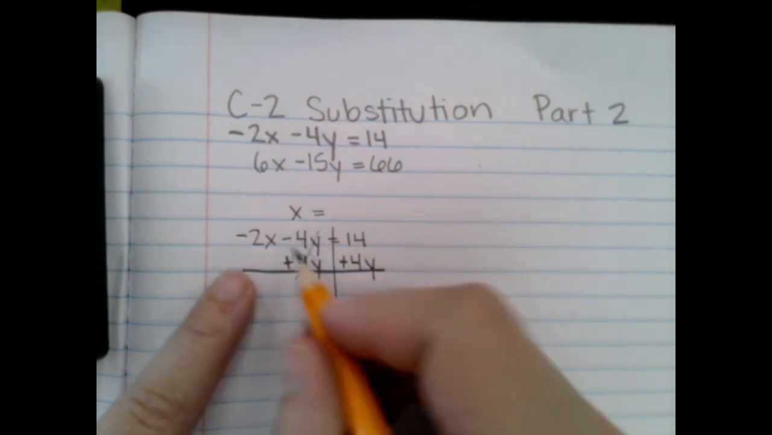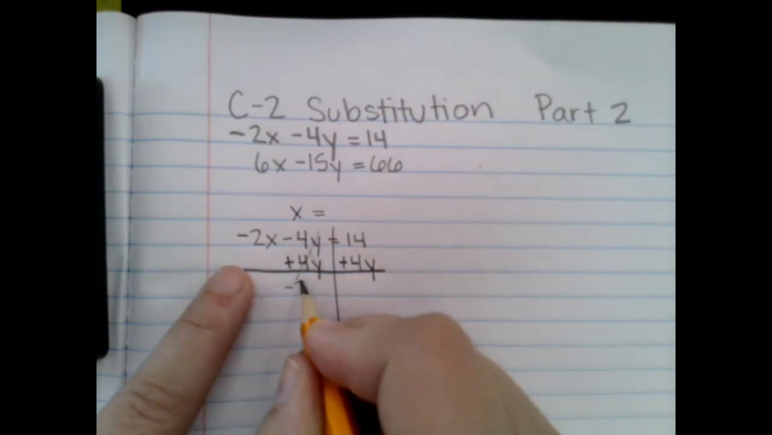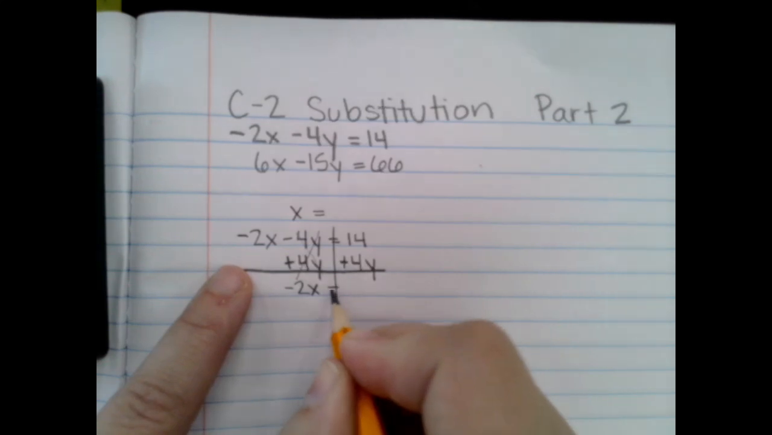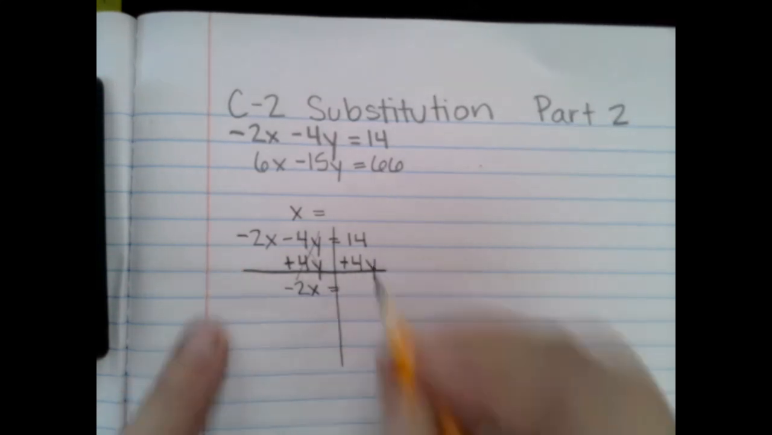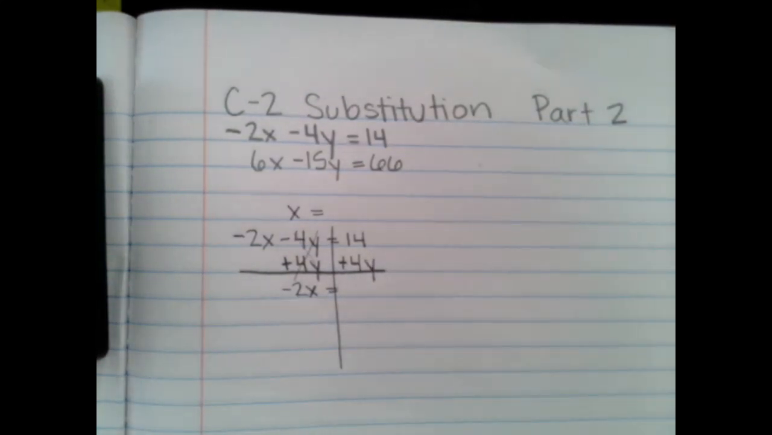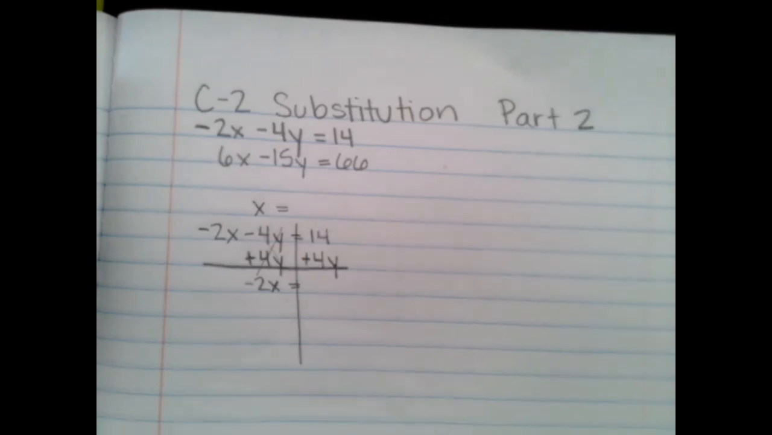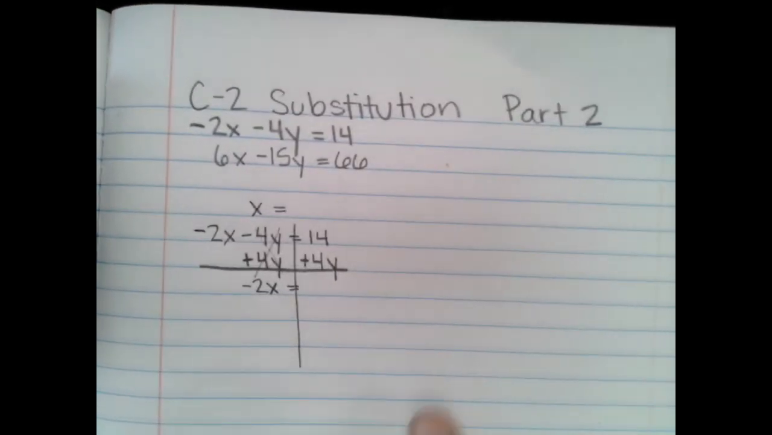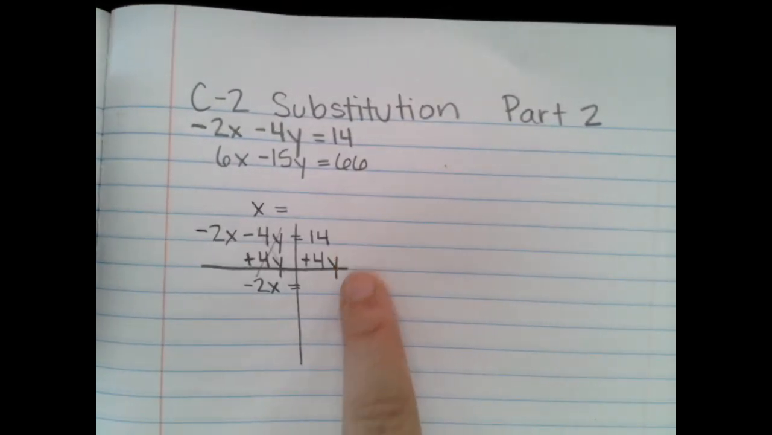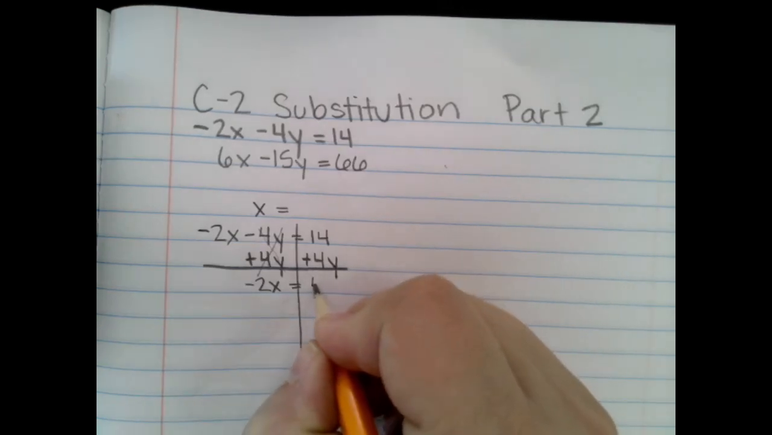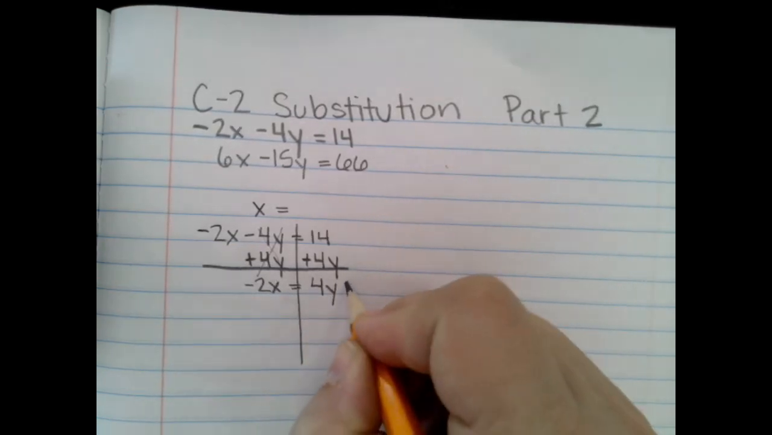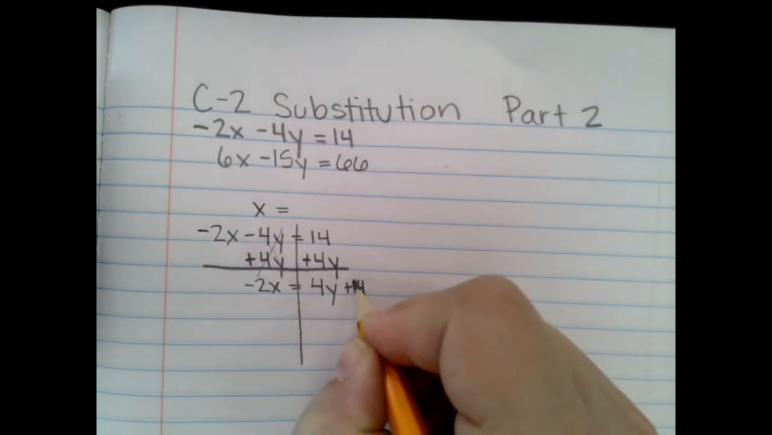So we're left with just negative 2x equals, can I combine 14 and 4y to make 18y? Why not? Good, they're not like terms. This 14 isn't representing a y. So I'm just going to write it out. I like that variable to always come first. That's proper. So we're going to say 4y plus 14.